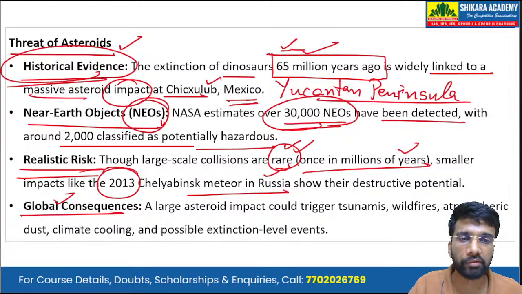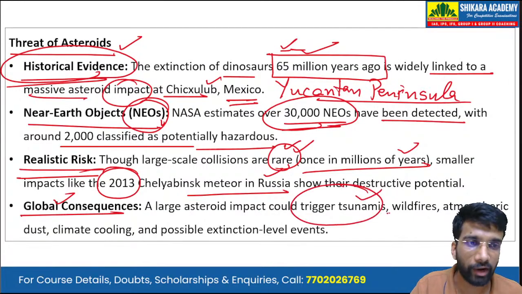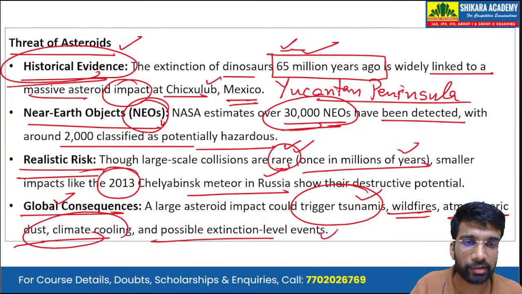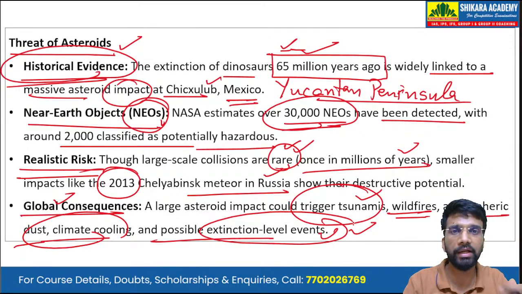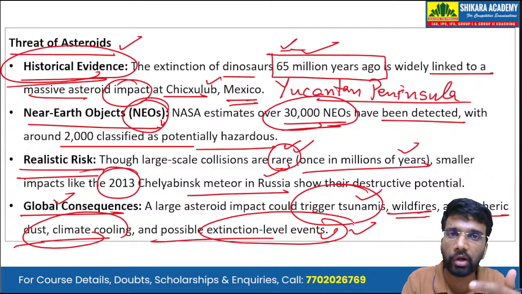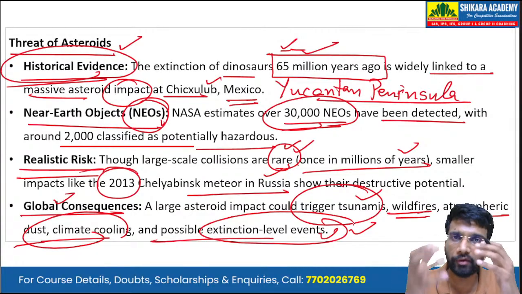Then there are global consequences. A large asteroid impact could trigger tsunamis, wildfires, atmospheric dust, climate cooling, and possible extinction level events. Okay, so what are the possible events? Immediately, it can trigger earthquakes, tsunamis, wildfires, and atmospheric dust.